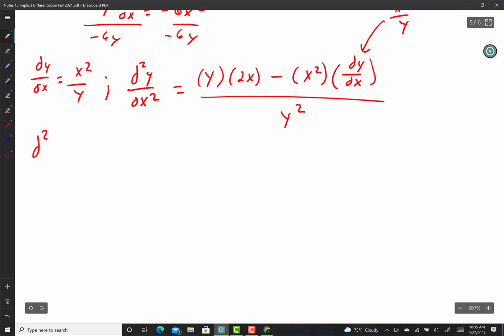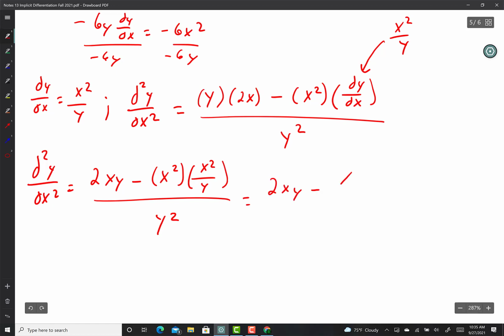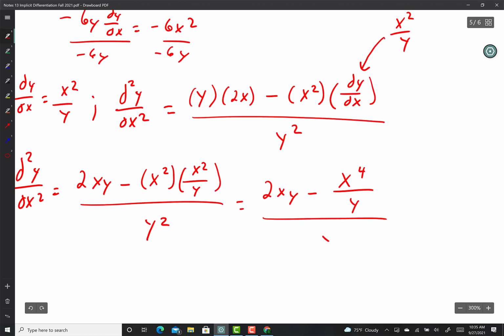So here we go. d squared y over dx squared equals 2xy minus, and for now I'm going to just substitute it first. 2xy minus x squared times x squared, x to the fourth. More than likely, you're not going to have that answer like that. If it were a free response, can you leave it like that? Yeah, you can. I don't think they're going to be happy, but that's fine.